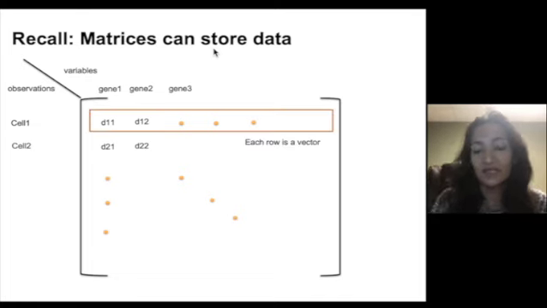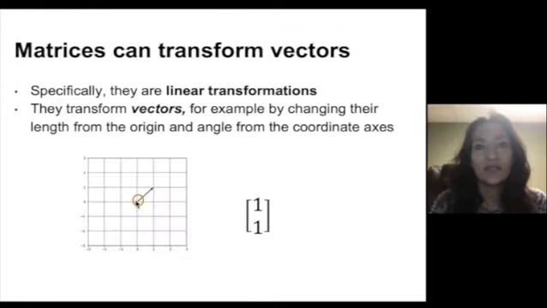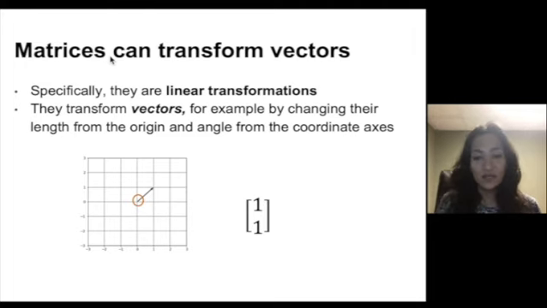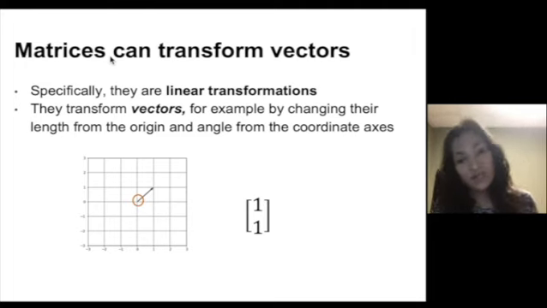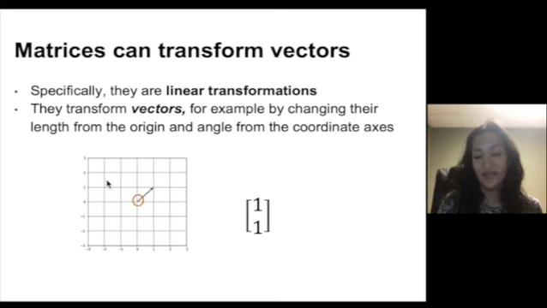Recall that such vectors of measurements can also be thought of as locations in coordinate space. And further, they can be thought of as vectors that originate at (0, 0), or the origin, and go out to the location pointed to by the coordinates of the vector. Matrices can also encode transformations of such vectors. Specifically, they are linear transformations. They transform vectors, for example, by changing their length from the origin or their angle from the x-axis.